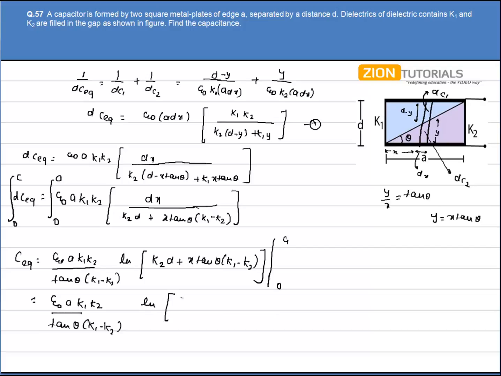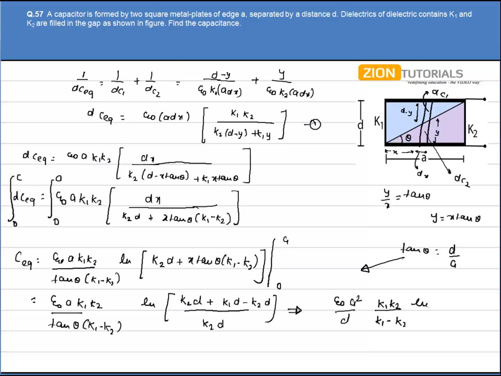natural log of K2 d plus (K1 d minus K2 d) divided by K2 d. Also, tan theta can be written as d by a. So making this substitution in this equation, and solving, we get epsilon naught a square by d, K1 K2 divided by K1 minus K2, ln of K1 by K2. This is our answer.